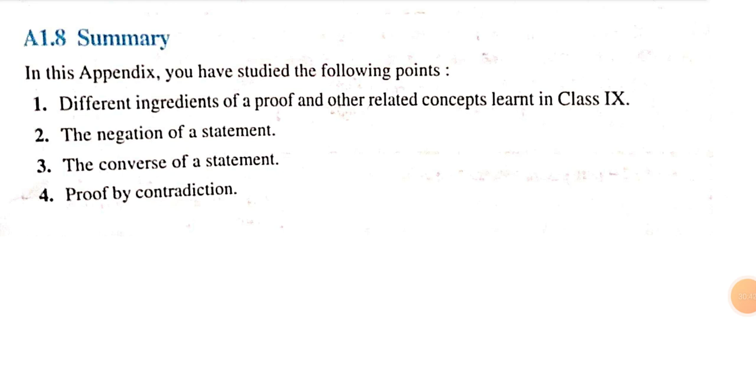A1.8 Summary. In this appendix, you have studied the following points. 1. Different ingredients of a proof and other related concepts learned in class 9th. 2. The negation of a statement. 3. The converse of a statement. 4. Proof by contradiction.